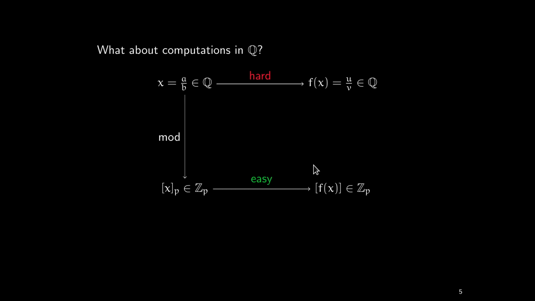Now you assume you can easily solve the problem in the finite field. And now again you have the problem, how do you get back? So if you have your answer mod p, then how do you get back u and v, the numerator and the denominator of the answer of the original problem over Q? You can do it essentially in the same way.